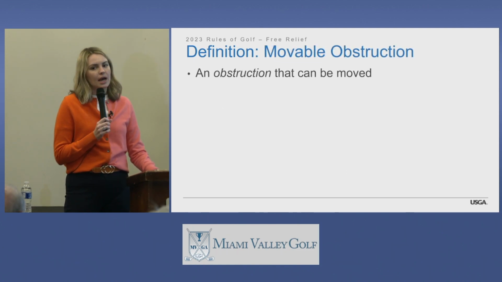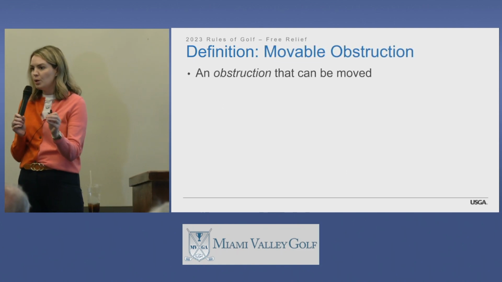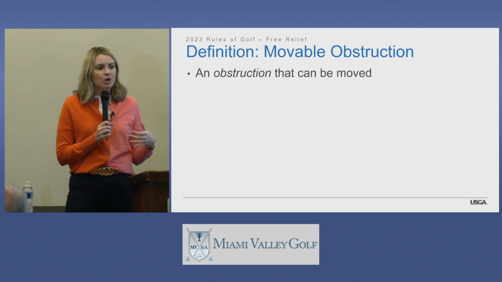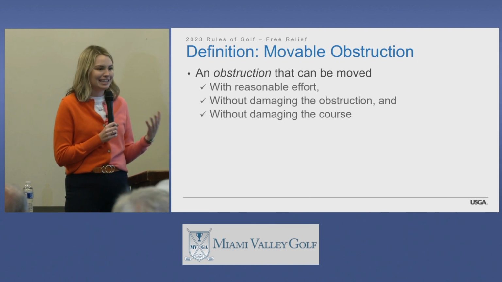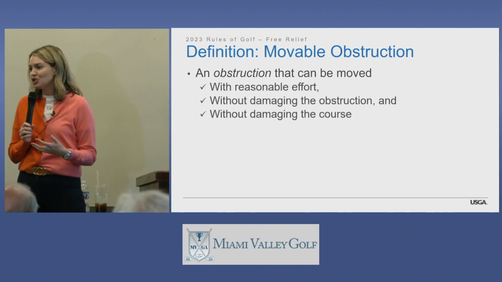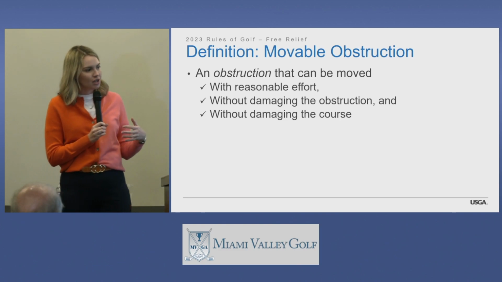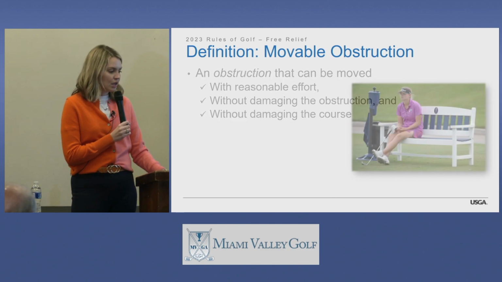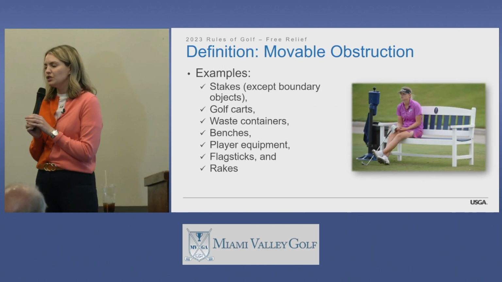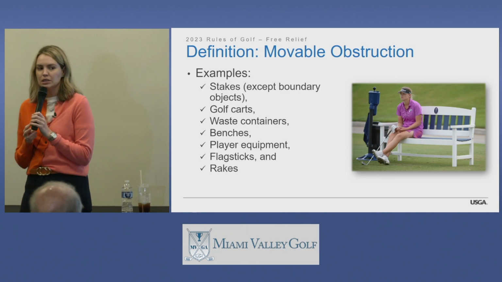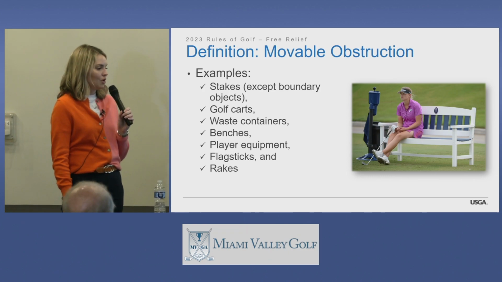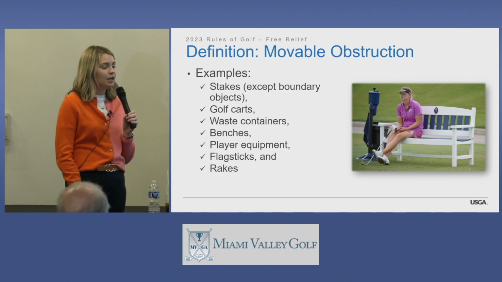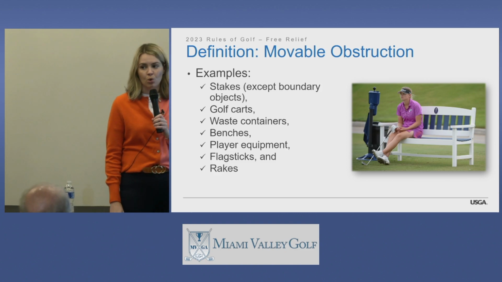We've got these two types of obstructions. We've got movable and immovable. Here we're just going to talk about movable. These are the ones that we can move quickly and easily. We're not going to cause any damage to anything. It's reasonable effort. We can just get it out of our way and keep playing. Again, we've got lots of examples of these obstructions that we put out on the courses: benches, ball washers, trash cans. Player equipment is technically a movable obstruction. We've got lots and lots of these out on the course.